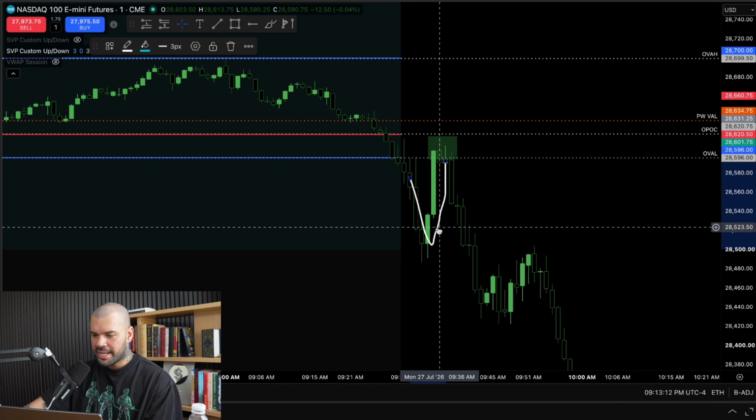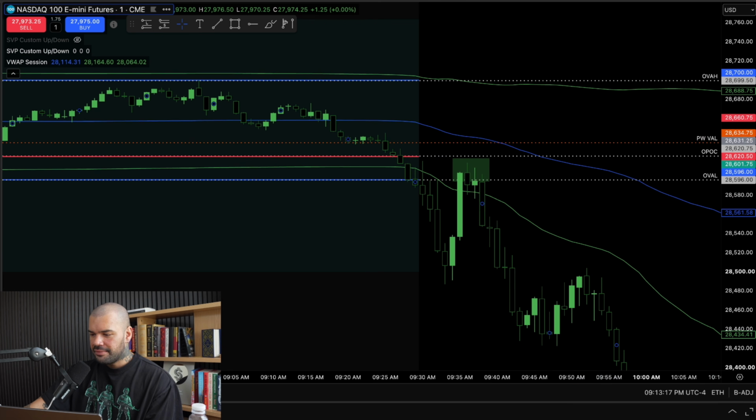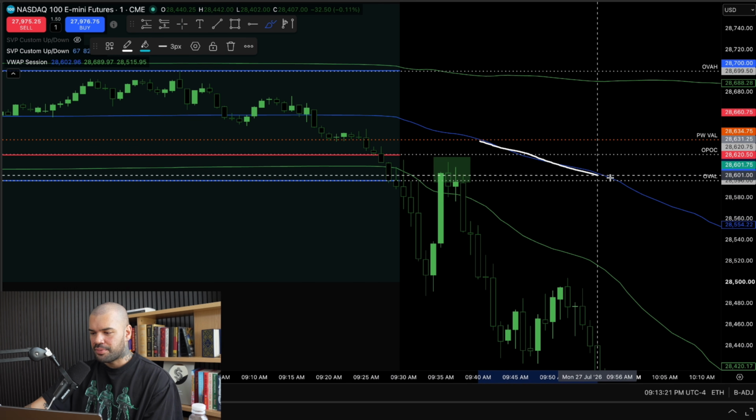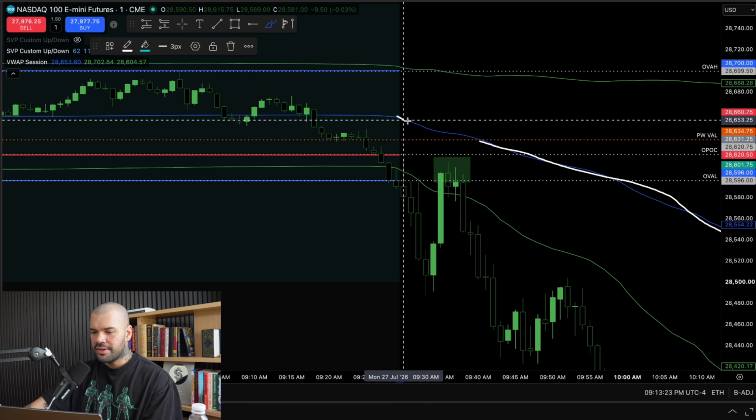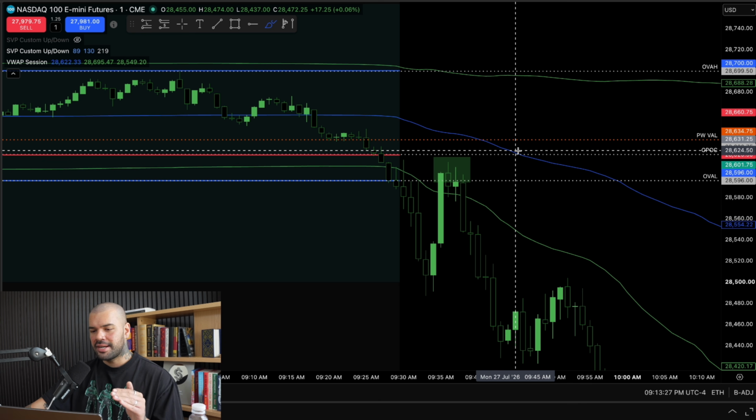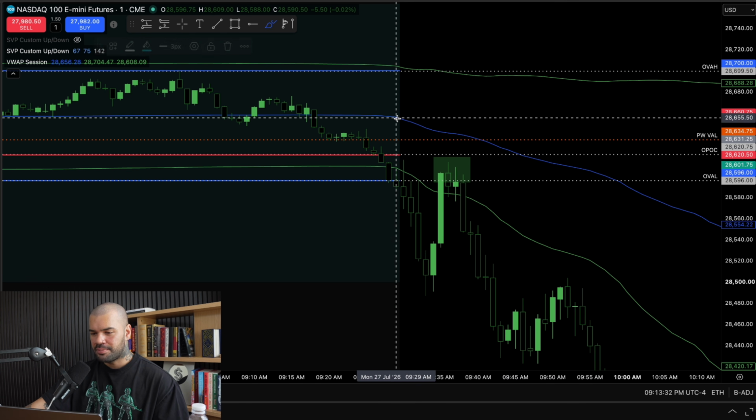But I'll show you what made this more confident is when you throw the VWAP on there, okay? The blue line is the VWAP. That's the main volume weighted average price, which is basically showing you a dynamic fair value based on how much volume's traded at each price point. The VWAP is the average highest volume price point, okay?